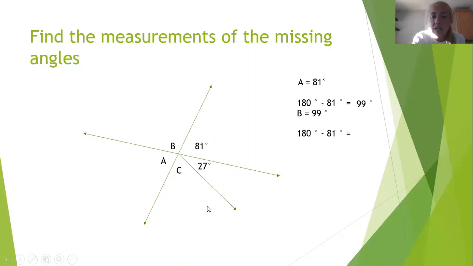So I do 180 minus 81 first, and I'm going to get 99. Now I need to do another subtraction problem. I'm going to do 99, which is what is left over, minus 27, the other given angle. That's going to give me 72 degrees. Since 72 degrees is what is left over, angle C is equal to 72 degrees.